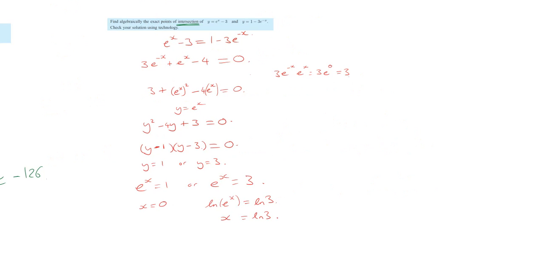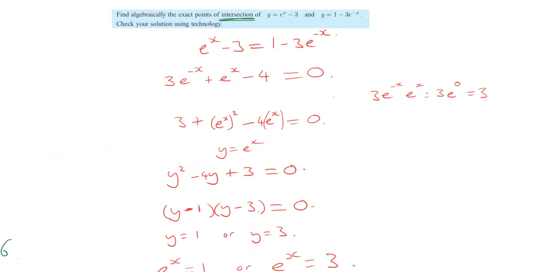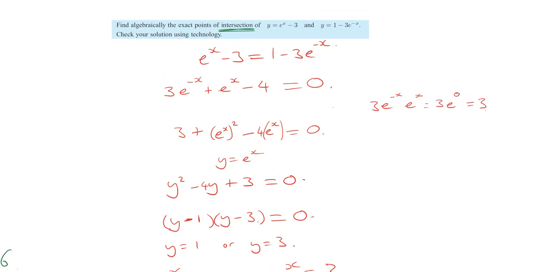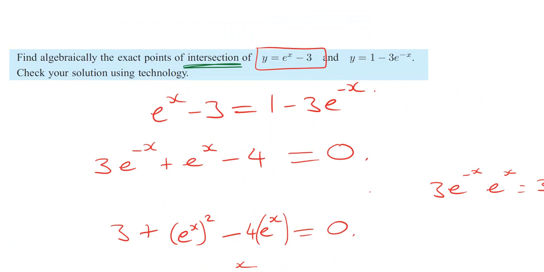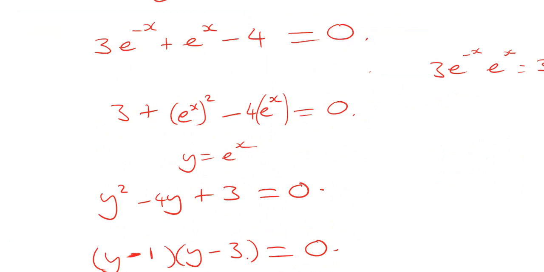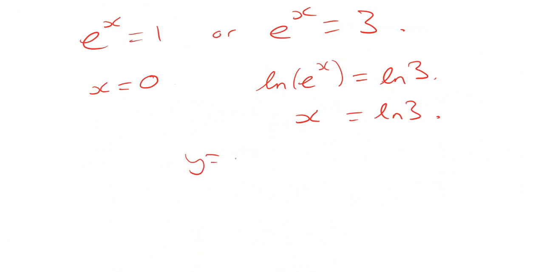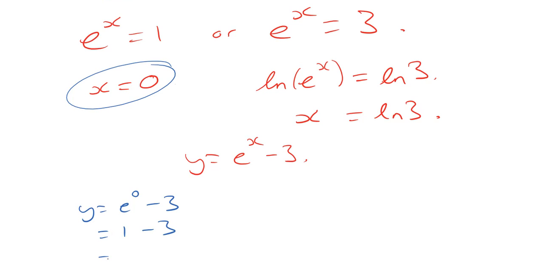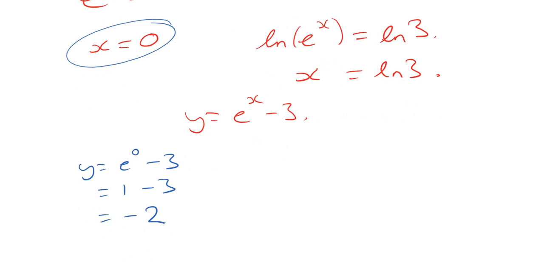Now, if you go all the way back to the original question, we were looking to find the exact points of intersection. So I'm going to need some y values to go with that. We could use either one, but I'm going to use the easy one. I'm going to use y is equal to e to the x minus 3. Let's write that down. So if I input x equals 0, well, I'm going to have y is equal to e to the 0 minus 3, which is 1 minus 3, which is minus 2. So one intersection point is the coordinate (0, minus 2).